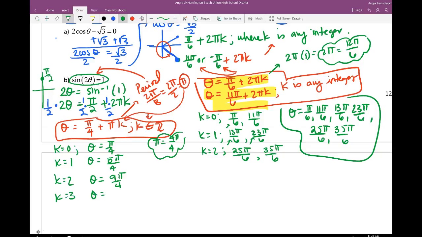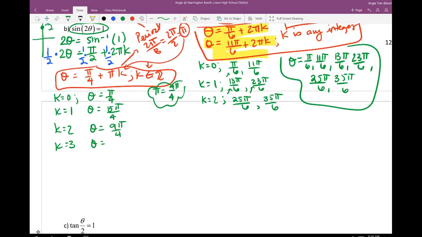Keep on going until you get 6. So I'm going to have, let's see, 4 plus 9 is 13 pi over 4. I'm going to add 4 to 13, so this is going to be 17 pi over 4. How many answers is that? 1, 2, 3, 4, 5, and then one more.